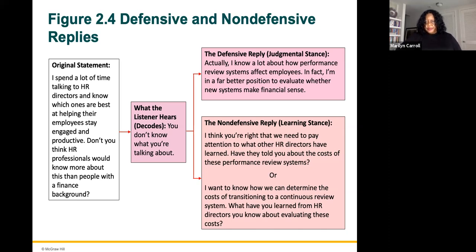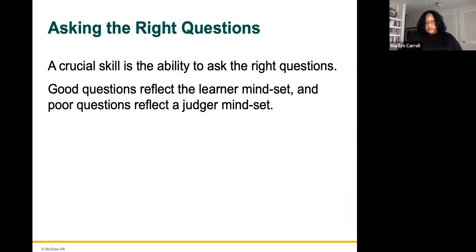Whereas the non-defensive reply would be, "I think you're right that we need to pay attention to what other HR directors have learned. Have they told you about the cost of these performance review systems?" Or, "I want to know more about how we can determine the cost of transitioning to a continuous review system. What have you learned from HR directors you know about evaluating these costs?" A critical skill is the ability to ask the right questions.